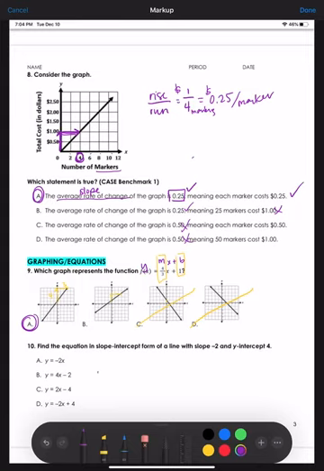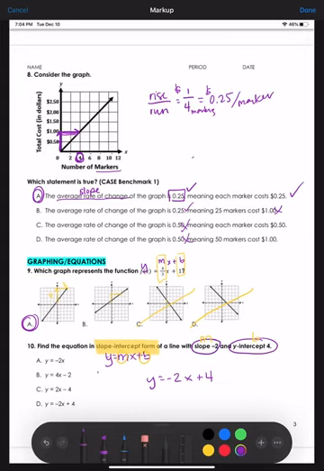Number 10 says, find the equation in slope-intercept form. Slope-intercept form is y equals mx plus b. Find the equation in slope-intercept form of a line with slope of -2 and y-intercept of 4. So the 2 things we need for slope-intercept form are the slope and the intercept. And over here I'm giving you the slope and the intercept. So all you need to do is plug these in. So you would get y equals m is -2, x, the intercept is 4, plus 4.